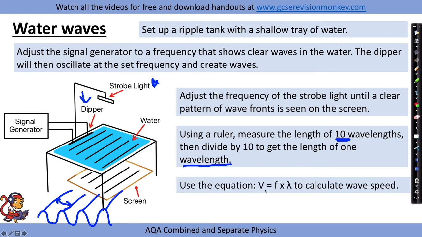Again, we use the equation v = fλ to calculate wave speed, and we're getting our frequency from the signal generator that we've set at a very particular frequency, which incidentally will be the same as the strobe light, because to get a clear pattern on the screen they have to match in frequency. And then the wavelength we're going to get by measuring several wavefronts and then dividing by the number of wavelengths that we've got.